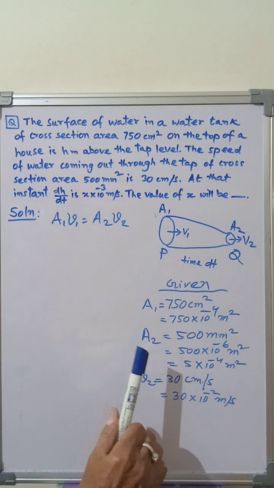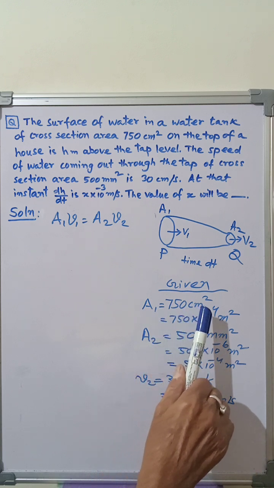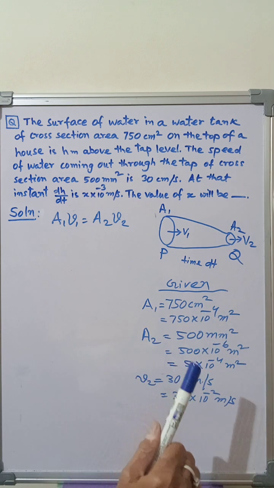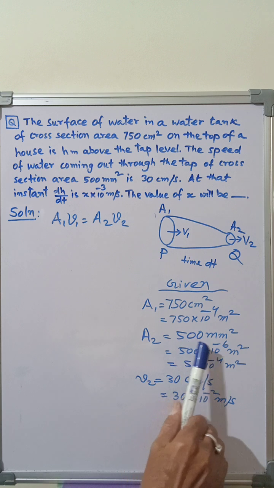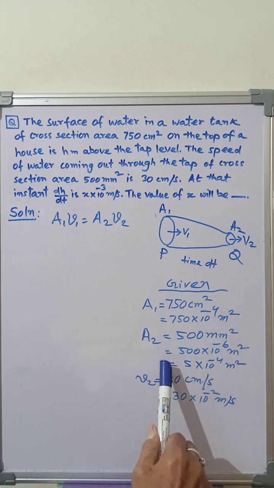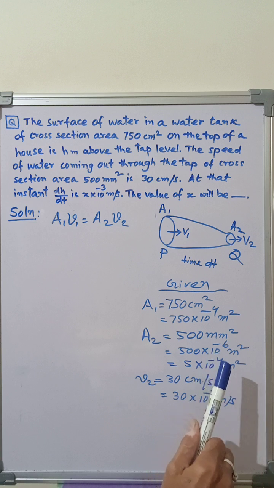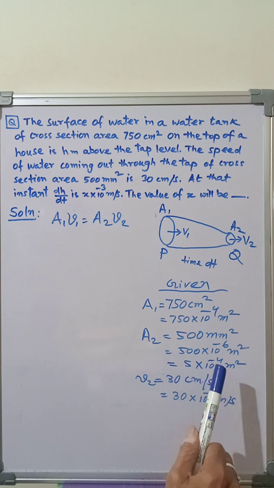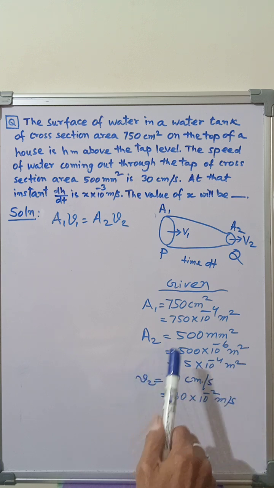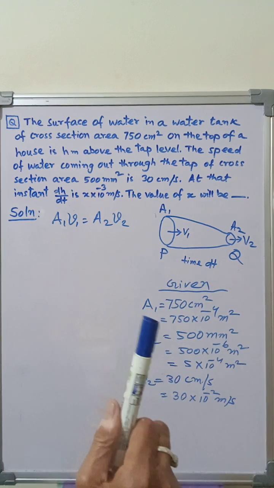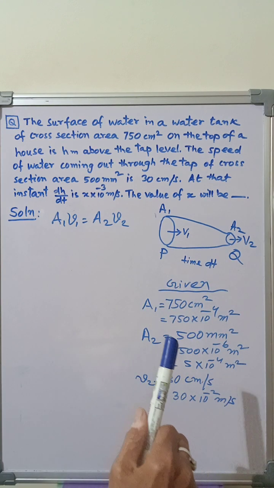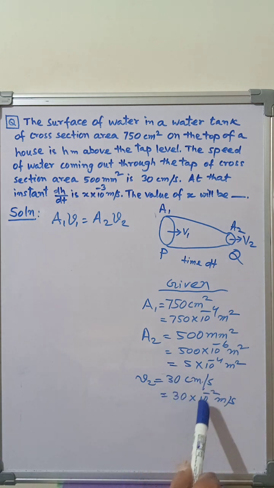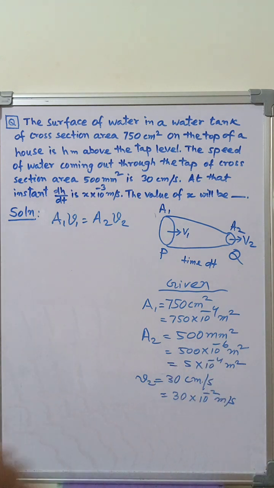Now it is given in the question that A1 is equal to 750 centimeters square, which is equal to 750 into 10 to the power minus 4 meters square, and A2 is equal to 500 millimeters square, which is equal to 500 into 10 to the power minus 6 meters square, which can be simplified to 5 into 10 to the power minus 4 meters square. It is also given that velocity of flow at the cross section A2, v2, is equal to 30 centimeters per second, which is equal to 30 into 10 to the power minus 2 meters per second.